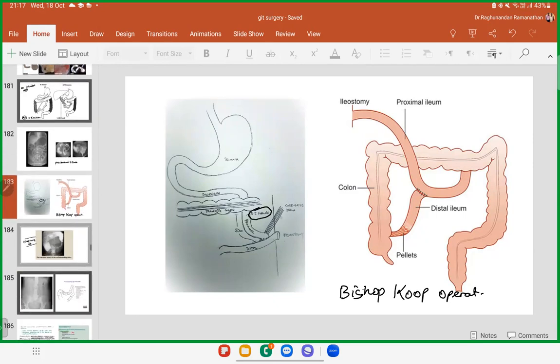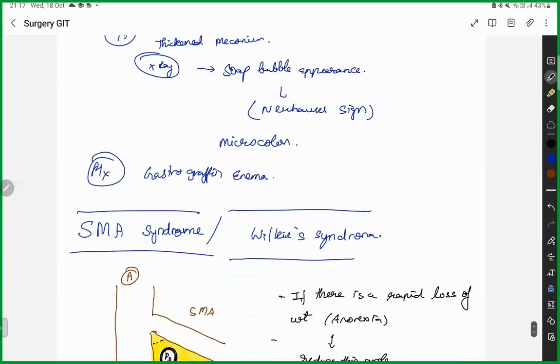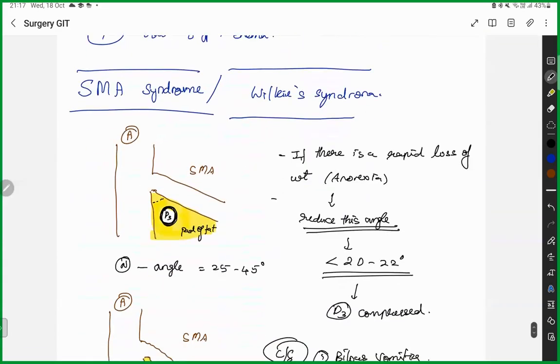Next, you are going to go for the SMA. A very, very important topic is your SMA, that is superior mesenteric artery syndrome. What is superior mesenteric artery syndrome, guys? It is otherwise called Wilkie's syndrome. This is a very important question that can be asked in your exam. So you have the aorta, you have the superior mesenteric artery. Between your aorta and the origin of your superior mesenteric artery, you have a fat pad, like a perinephric pad of fat.